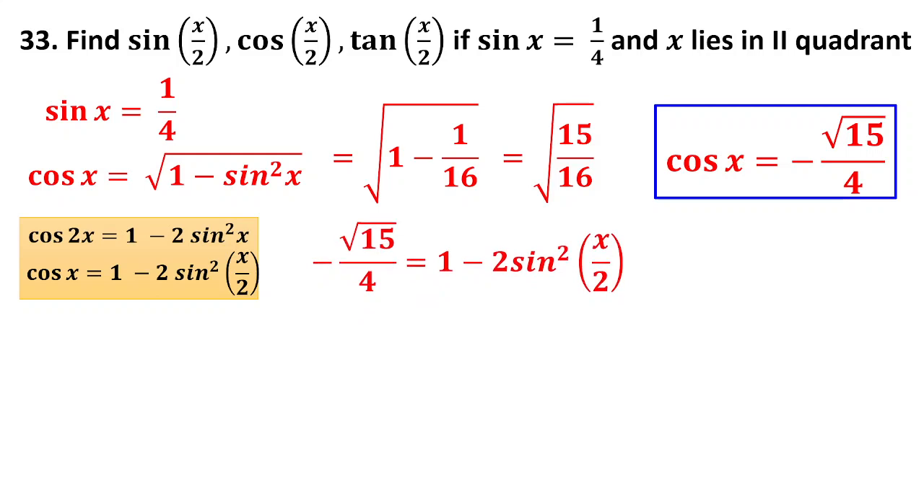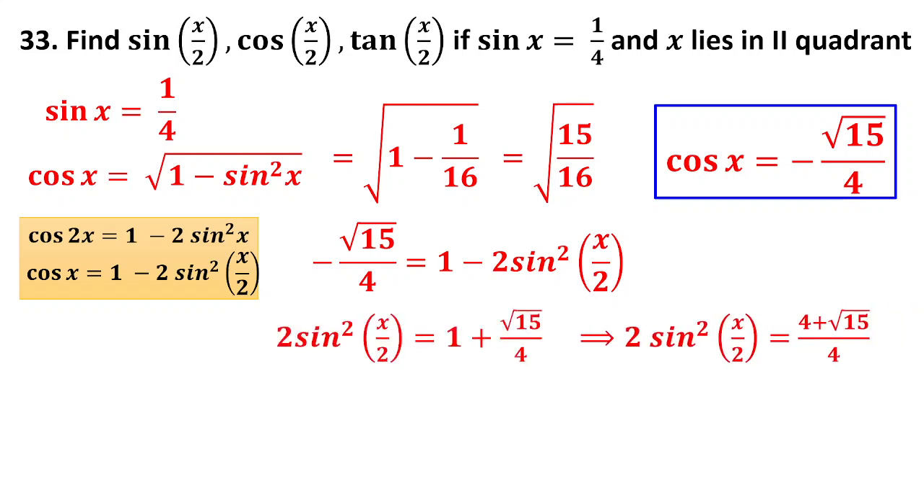Therefore, I am putting the value now. Cos x is minus root 15 by 4. It is 1 minus 2 sine square x by 2. From this, can I get the sine square x by 2? Yes. It is nothing but (4 plus root 15) by 8.